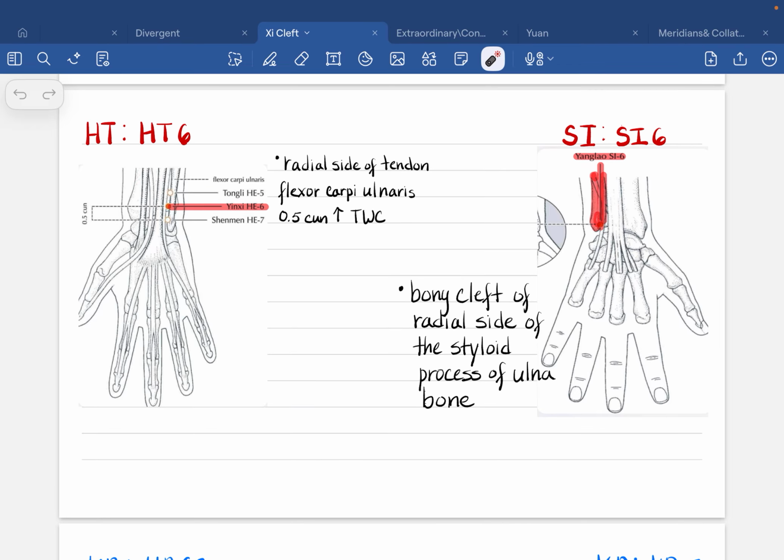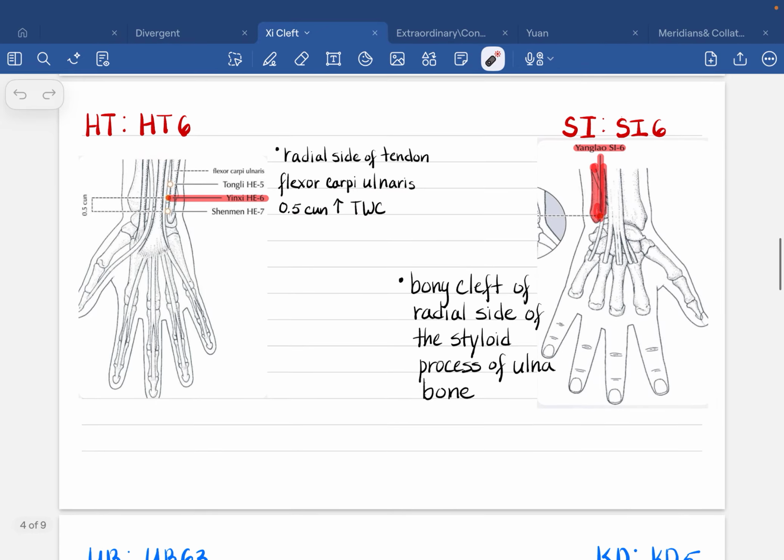Now we have the cleft points heart 6, and for SI, it's also SI 6. So both are 6 and 6. For heart 6, it's on the radial side of the tendon. Which tendon? The flexor carpi ulnaris. This is a landmark for the heart. It's always flexor carpi ulnaris, which is associated with the heart. And it's 0.5 cun up from the transverse wrist crease.